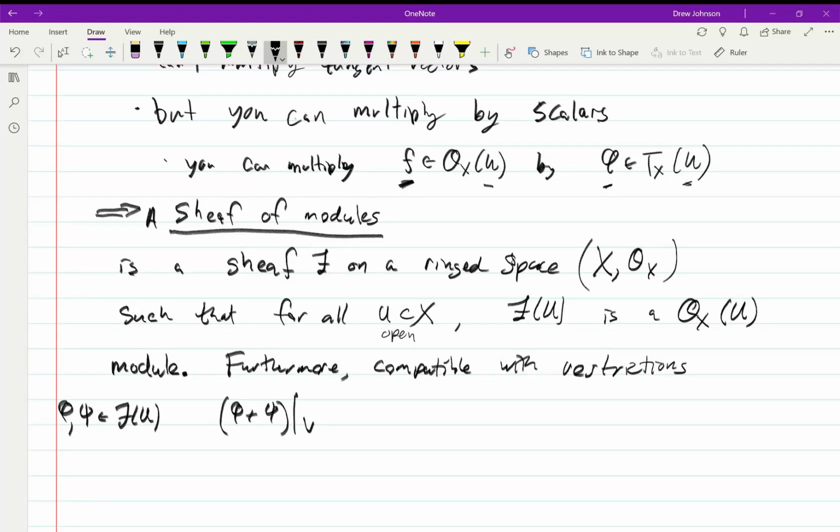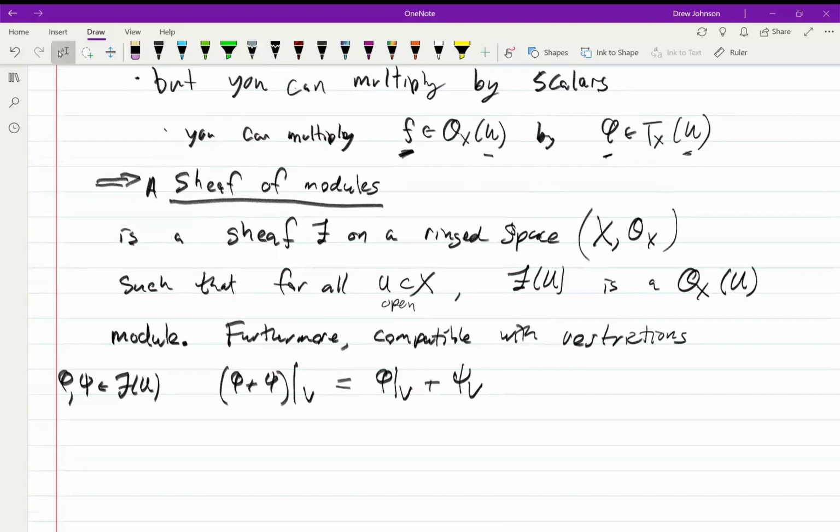Okay, now because F of U is an OX module, modules in particular have additive structure, so you can add two things. So phi plus psi, we can add them, and then we can restrict to a smaller open subset V, but that should be the same as if you restricted to V first and then added. Okay, and the same thing for the multiplicative structure.